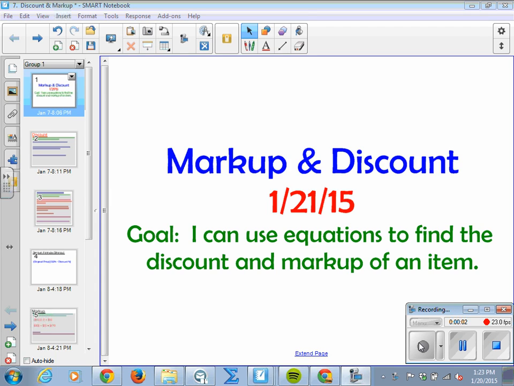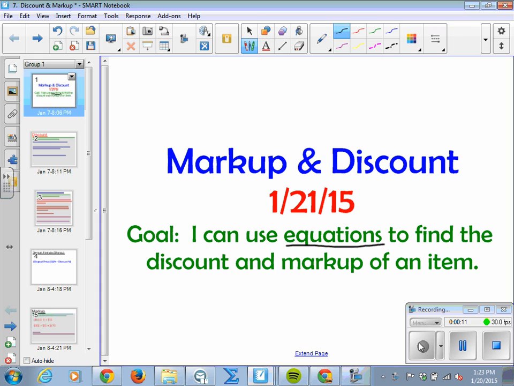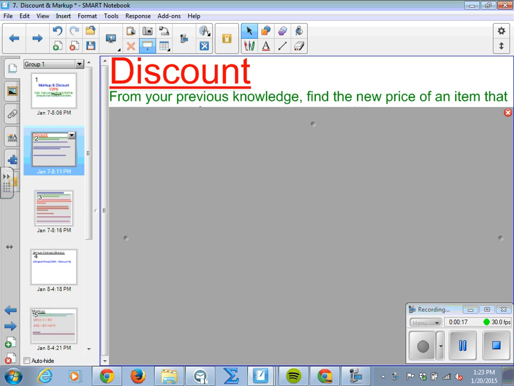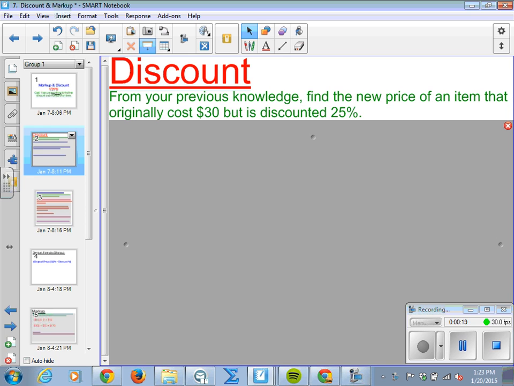Our lesson today is on markup and discount, and the goal is that I can use equations. That's the difference here: equations to find the discount and markup of an item. So we're going to use a lot of the knowledge that was reviewed in the previous lesson about percents, decimals, and fractions to help us out here.